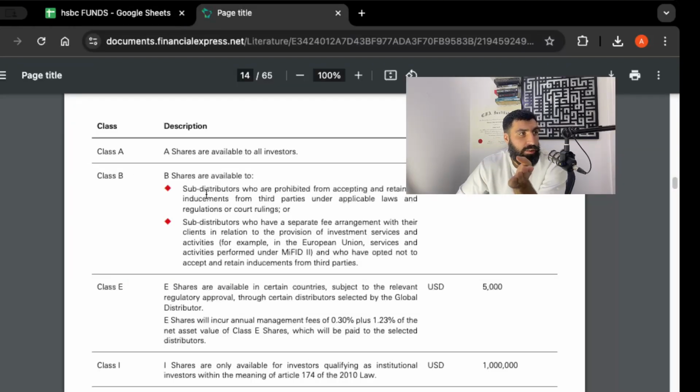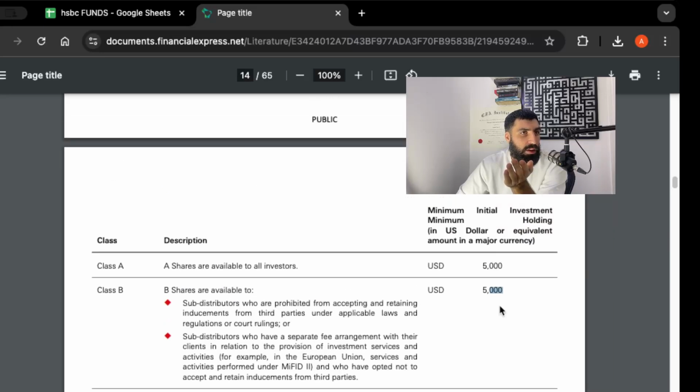Class B shares are available to sub-distributors who are prohibited from accepting and retaining inducements from third parties, sub-distributors who have separate fee arrangements with their clients in relation to the provision of investment services. So it's basically for any broker. Any broker can offer out the B shares. They have a minimum investment of $5,000.